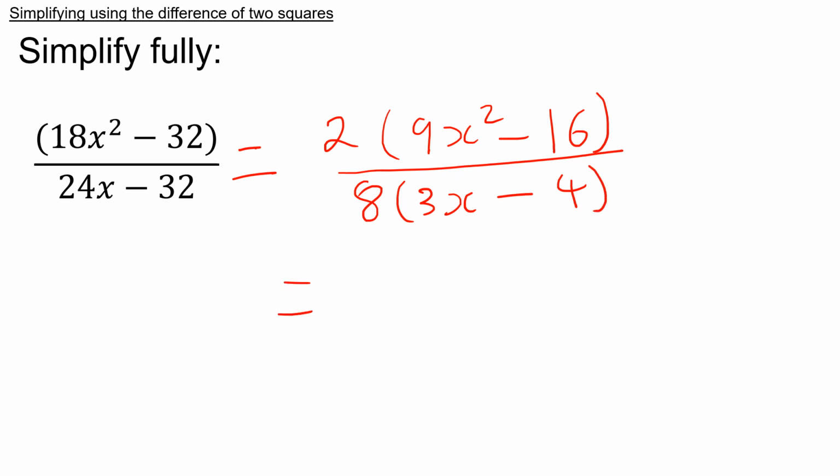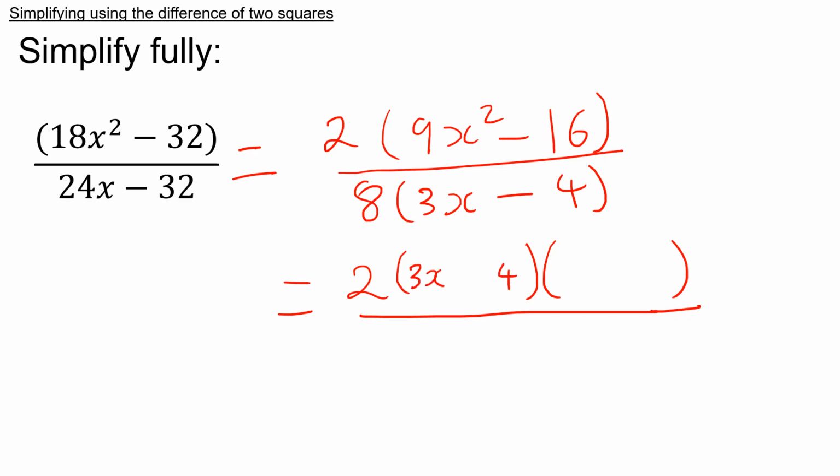On the top of the fraction now, notice we have 9x squared take away 16. We can factorize using the difference of two squares. The square root of 9x squared is 3x. The square root of 16 is 4. So we have 3x minus 4 times 3x plus 4.